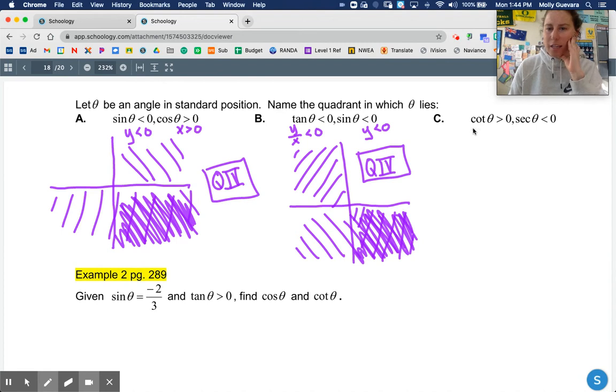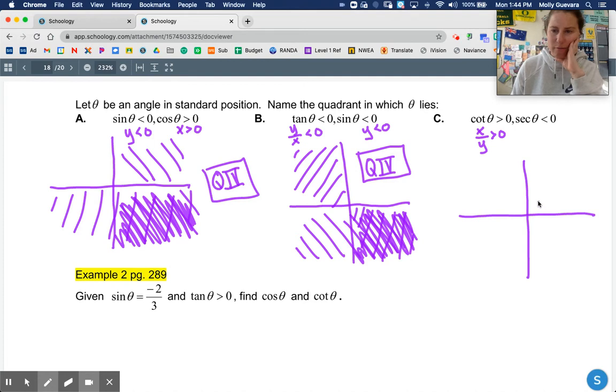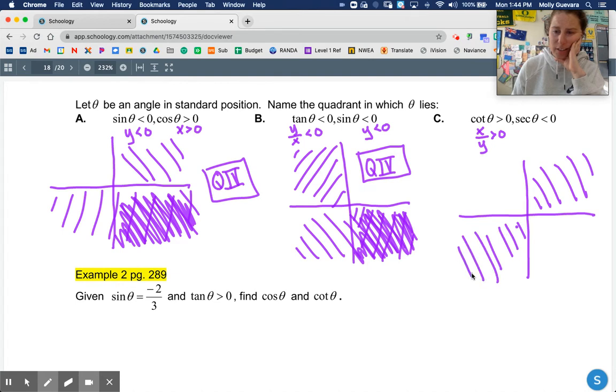Okay, last one is cotangent, which is x over y. So this is telling me that cotangent is positive. So that means that both my x and y have to be positive, which is here, or both my x and y have to be negative, which is here, right? Because if they're both negative, then when they divide, they make positive.